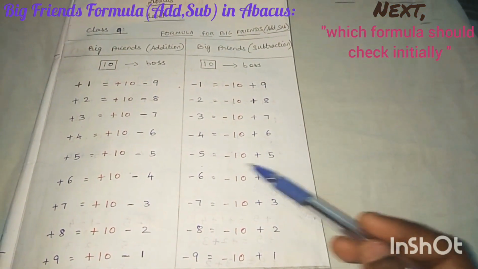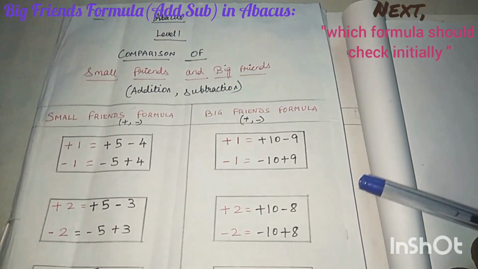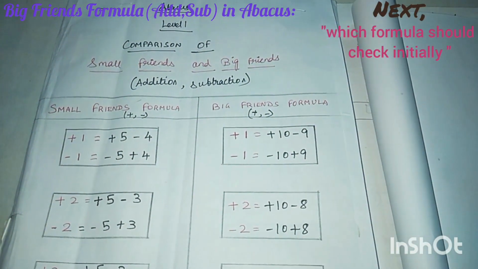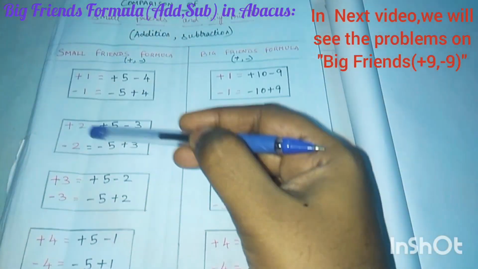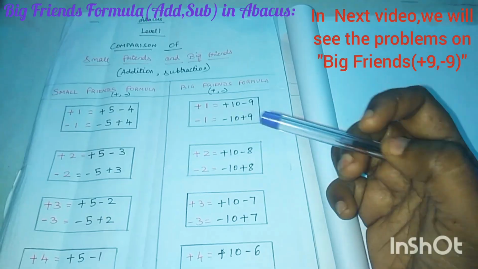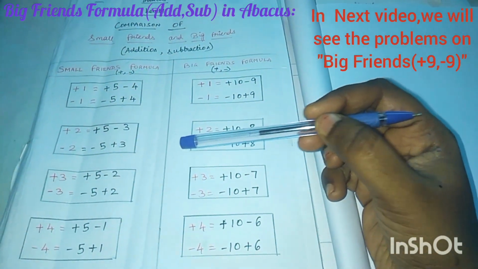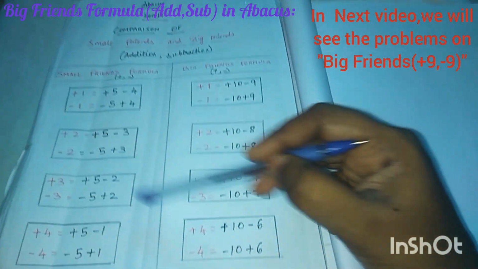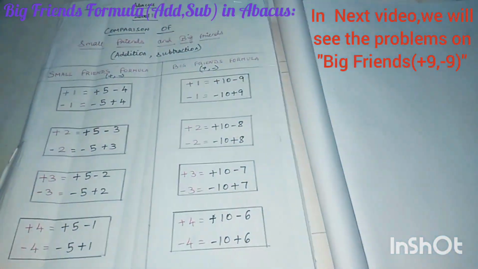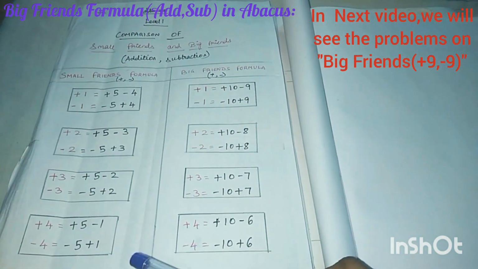These are all the concepts of big friends addition and subtraction, okay? Now let me explain which formula we should check initially. If we need to add or subtract the numbers 1 or 2 or 3 or 4, when enough beads are not available, we should check whether it is possible to apply small friend. If it is not possible to apply small friend, then we can take the help of big friends, okay? These conditions are only for adding or subtracting up to 4.